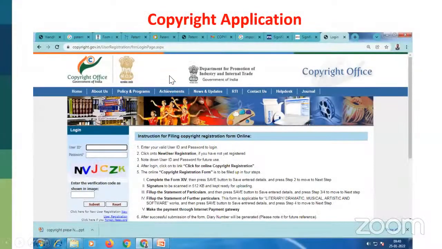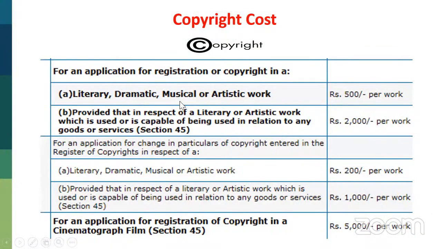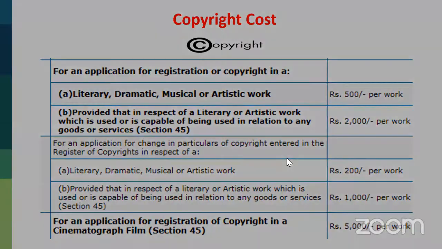Okay, so this is the copyright website where you can file your copyright without any external third party. You can just file and get the copyright over here. I'll show you this in a moment. So for literary, dramatic, musical work, the cost is 500 rupees, and if you're using the same work for business purposes, then it is 2000 rupees. And similarly, for the other things, if you want to make any particular changes in the application, then it should be 200 and 1000. And for cinematographic work, it is 5000 rupees.